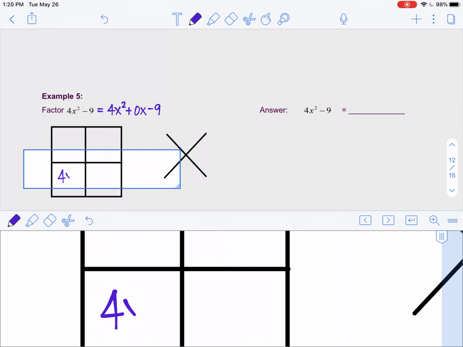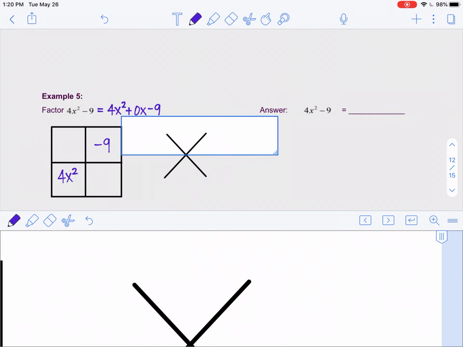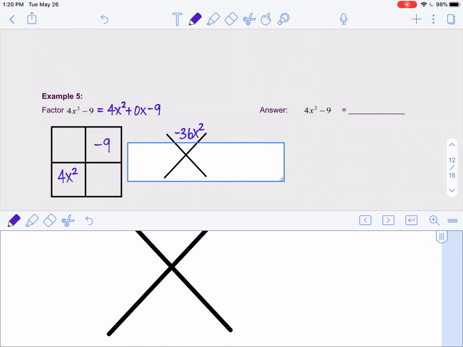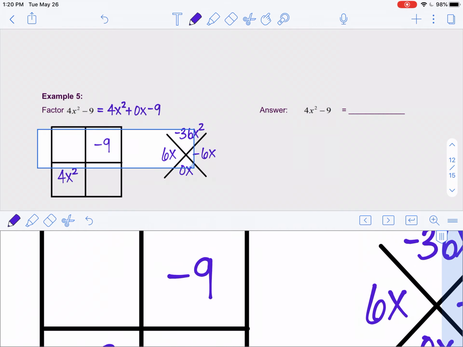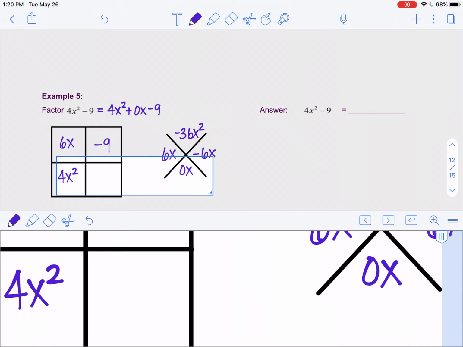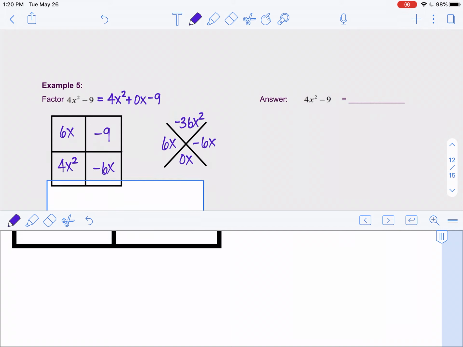So I'm going to put the 4x squared here. I'm going to put the negative 9 here. When I multiply that, I get negative 36x squared. And that needs to add up to 0 x's. So I'm looking for stuff that multiplies to negative 36x squared but adds up to 0 x's. So that would be positive 6x and negative 6x. And then you can just go about your regular business here.